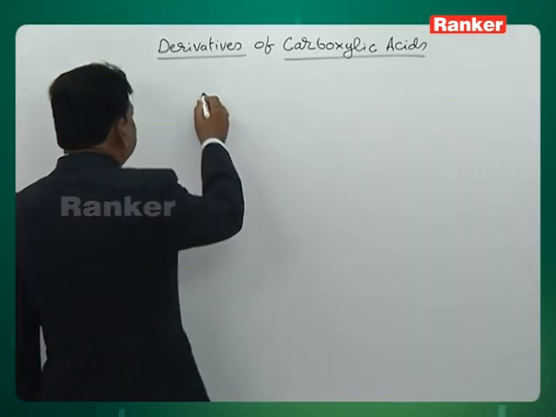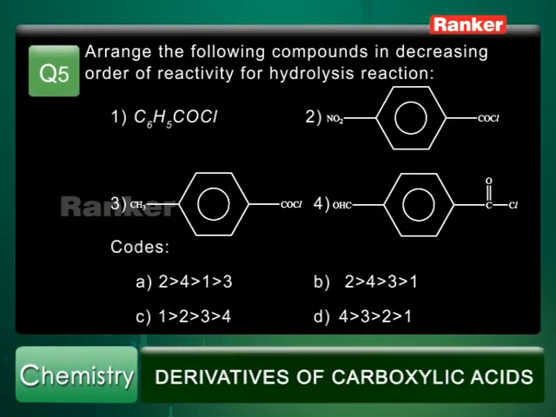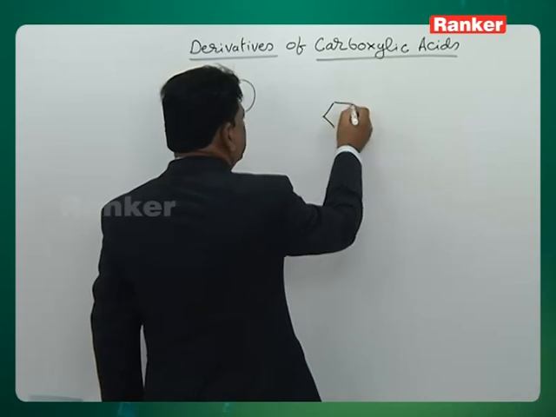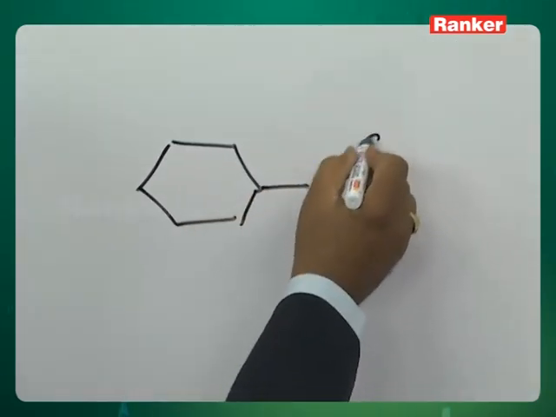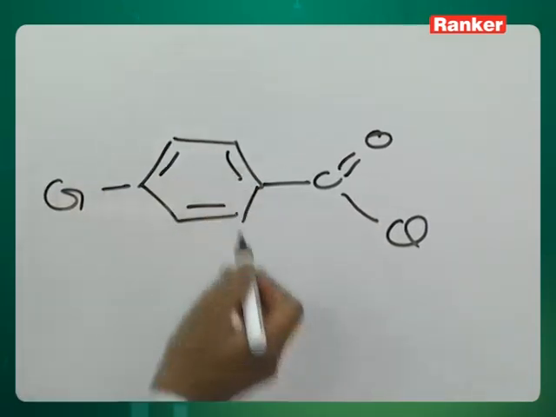Let us go to question number 5. Among the following compounds, arrange in decreasing order of reactivity for the hydrolysis reaction. All 4 compounds are benzoic acid derivatives, actually benzoyl chlorides. The first option is simple benzoyl chloride, the second option is para-nitro benzoyl chloride, the third option is para-methyl benzoyl chloride, and the fourth option is para-aldehyde containing benzoyl chloride. In this question all are benzoic acid chlorides, but some group is there, and the group influences the reactivity.